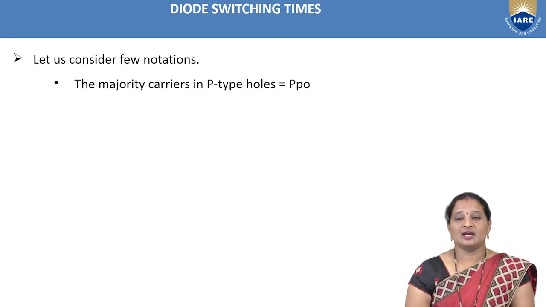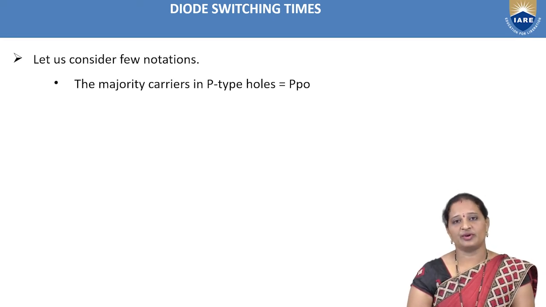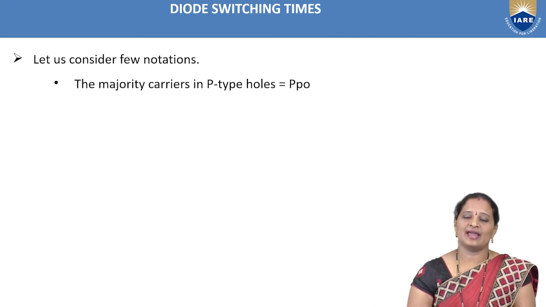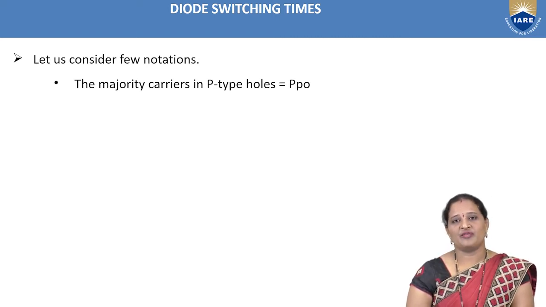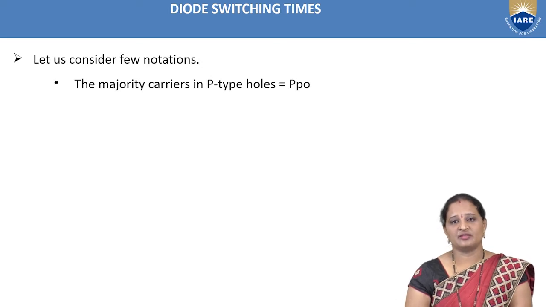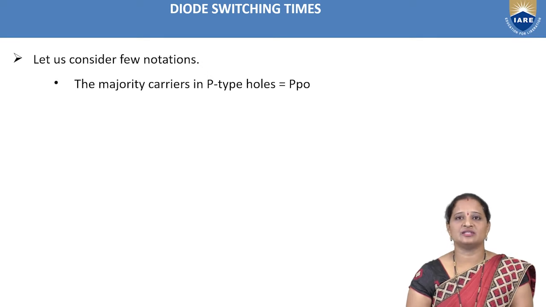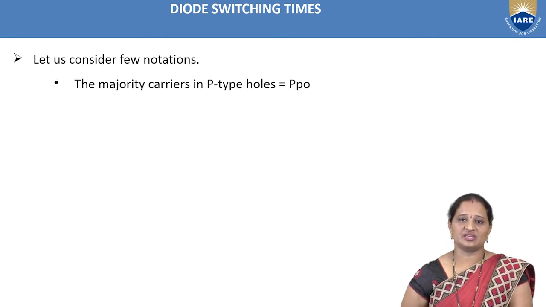As you all know, a PN junction diode consists of two types of semiconducting materials, P-type semiconducting material and N-type semiconducting material. When we place them together, the charge carriers will be moving from P-type to N-type and N-type to P-type. So, for understanding diode switching times, let us consider a few notations here.